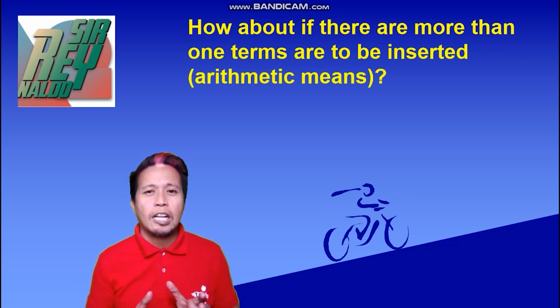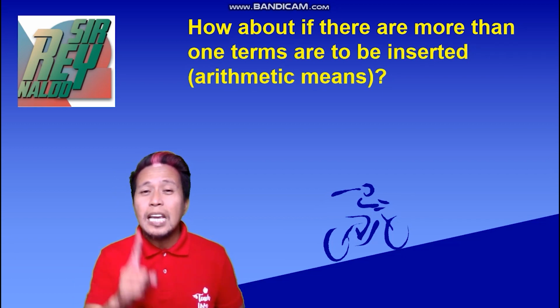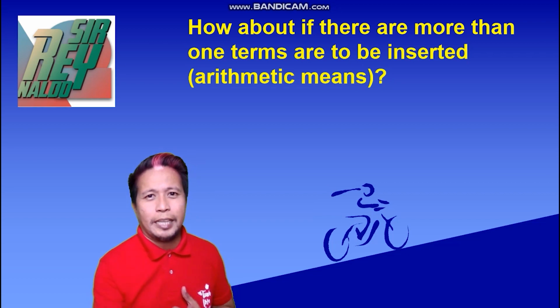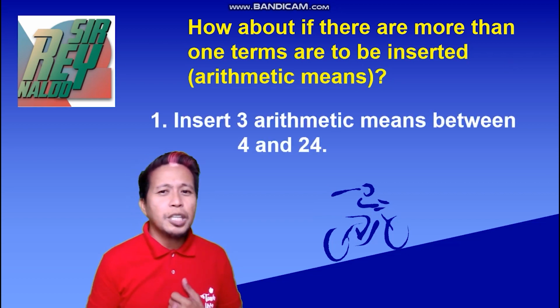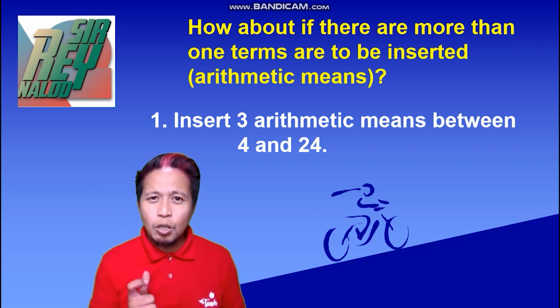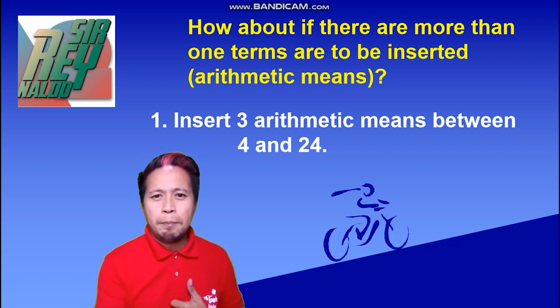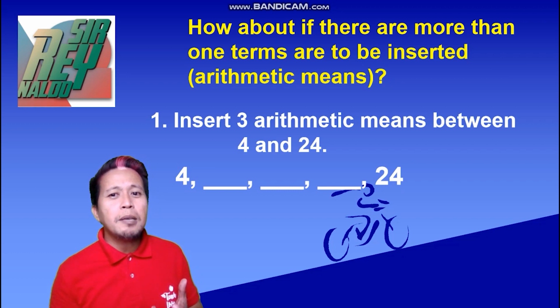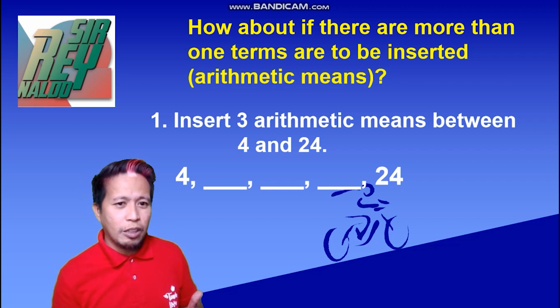So, meron na tayong tinatawag na arithmetic means. Ibig sabihin, hindi na lang iisa ang hinahanap natin. Okay, let's have an example. Insert 3 arithmetic means between 4 and 24. So, if we are to illustrate them, we have 4, then 3 blank, then we have 24.